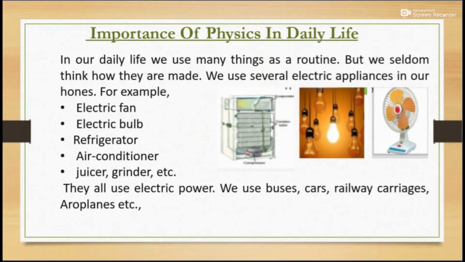Okay, now let's move to the importance of physics in daily life. In our daily life we have many routine things, but we seldom think about them. We have made several electric applications in our homes, for example the electric bulb, electric refrigerator, air conditioner, juicer and grinder. Electric power is used for buses, railways and aeroplanes. These are inventions of physics, and their use is very important in our daily life. The electric fan, how it works, how electricity is produced, and how a refrigerator works are all useful and commonly used in our daily life. These are also inventions of physics.